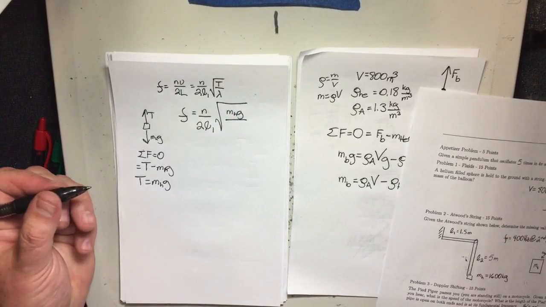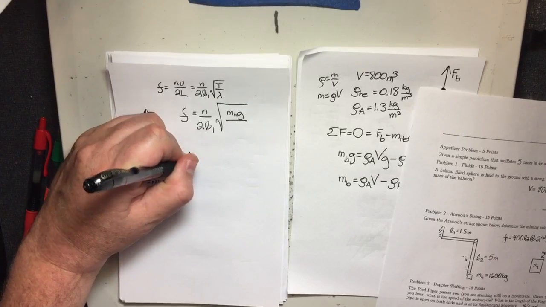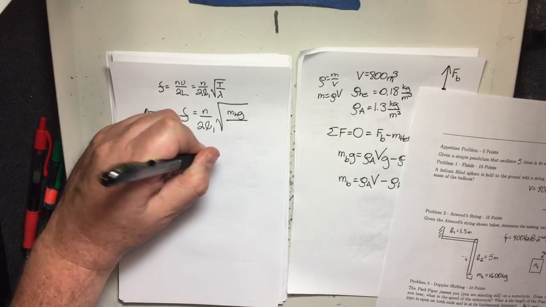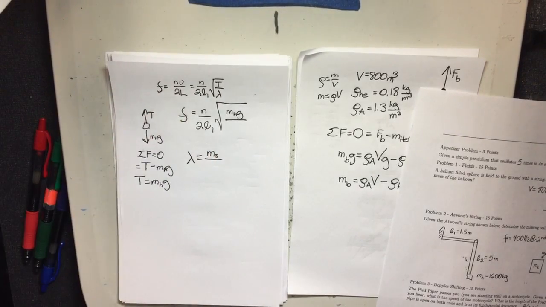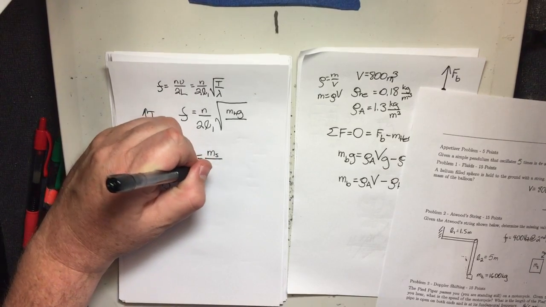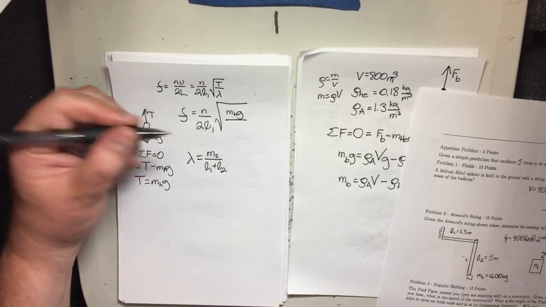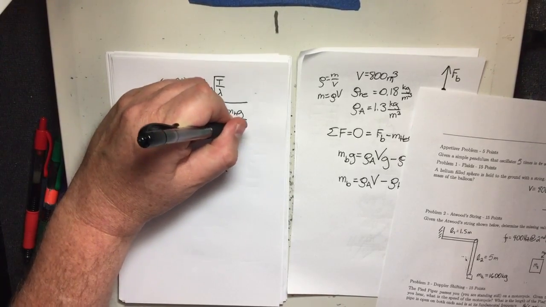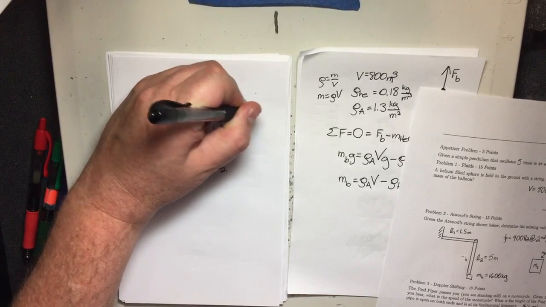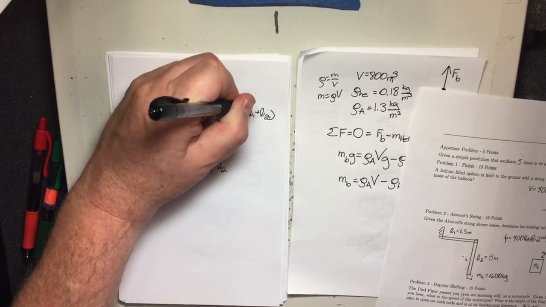Now it comes to lambda. Lambda is the linear mass density, the mass of the string divided by the length of the string. I wanted to know the mass of the entire string. It's explicitly stated. So the total length of the string is L1 plus L2. So this becomes mass of the string over L1 plus L2.